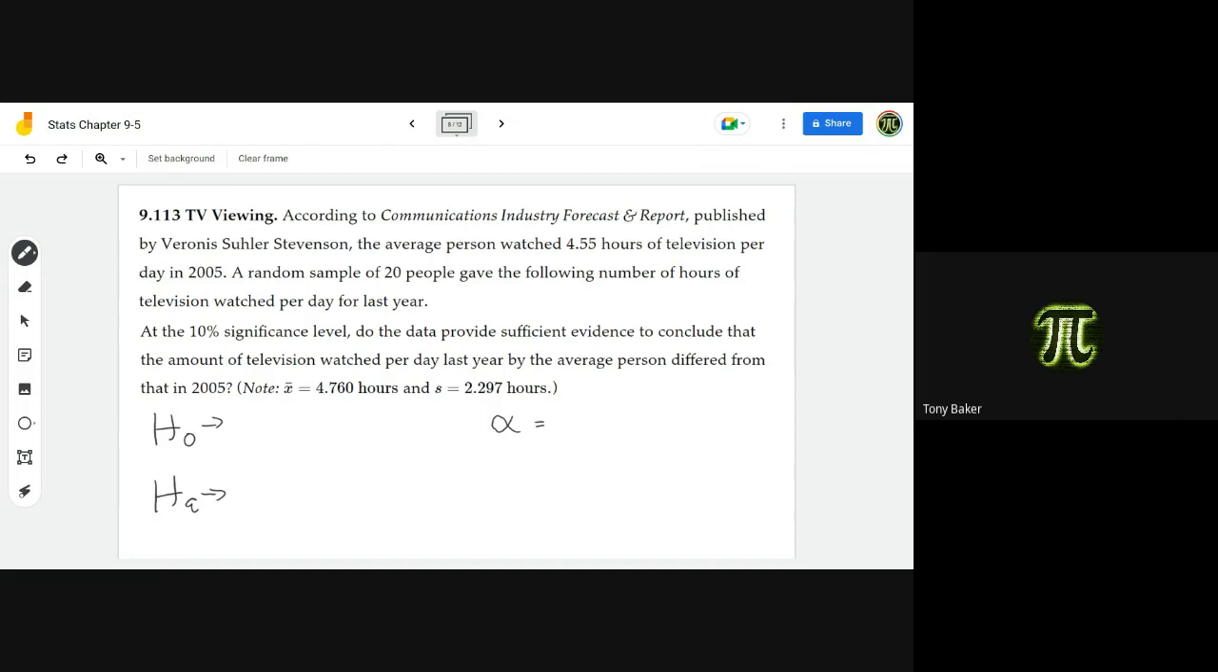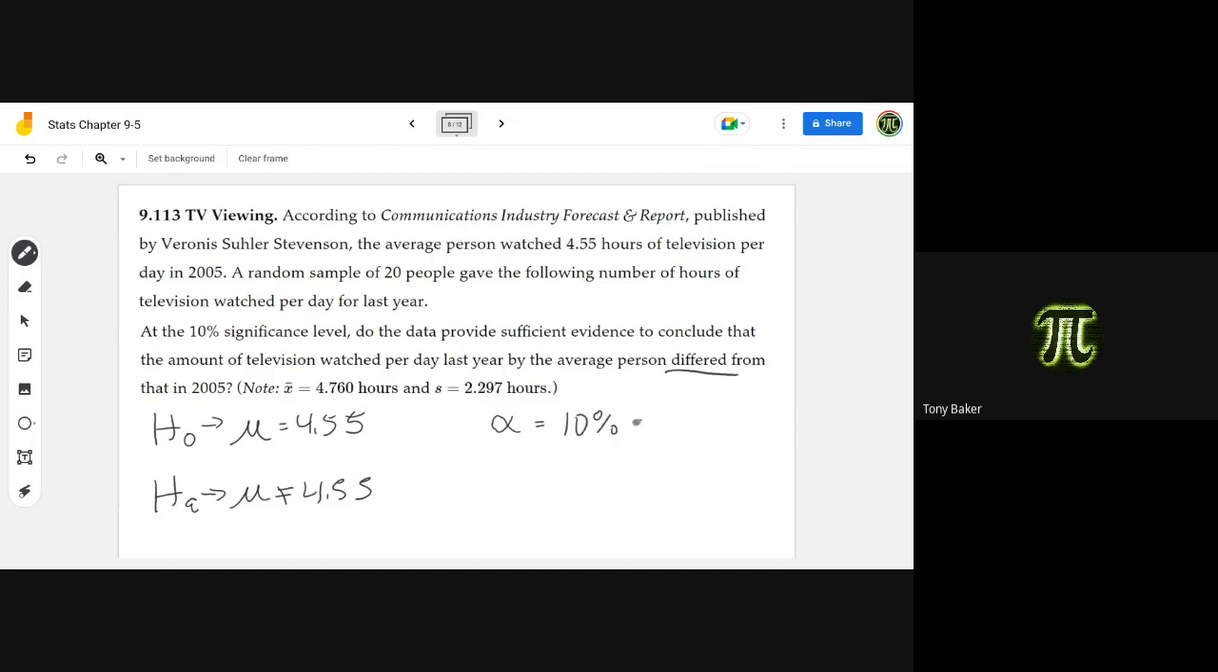All right, so what's my null hypothesis for this? Yep, my mean is 4.55. What's my alternate hypothesis for this? It doesn't equal, because it says differ. So my mean would not equal 4.55. Okay. And what significance level am I looking at?